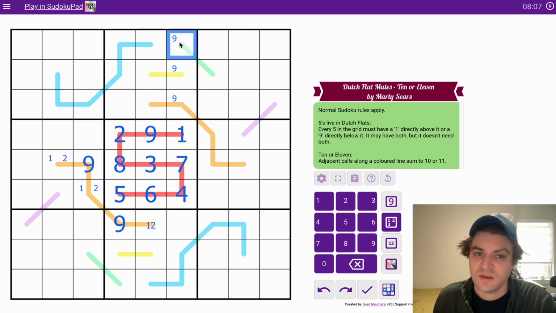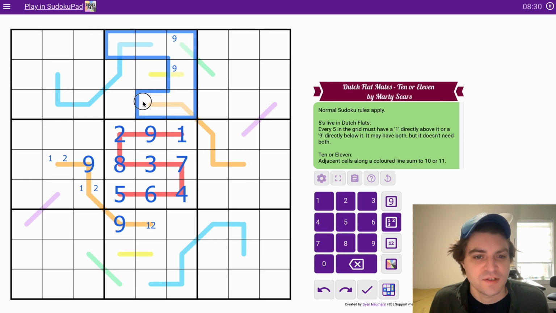Could a 9 go here? Yes, I think it could. If a 9 went here, we'd need a 1 or a 2 here. I think that would be okay. If a 9 went here, we wouldn't be okay. If a 9 went here, we would need a 1 or a 2 in this location, and that would cause a contradiction with those. So a 9 can't go here.